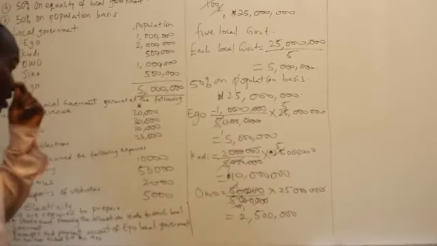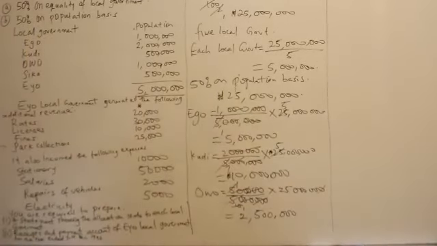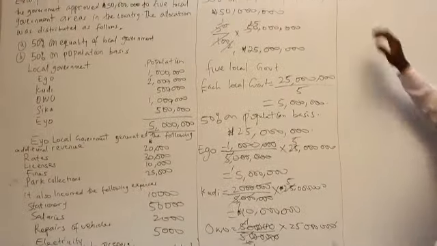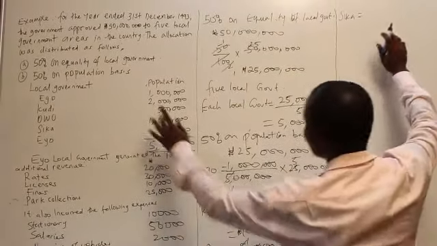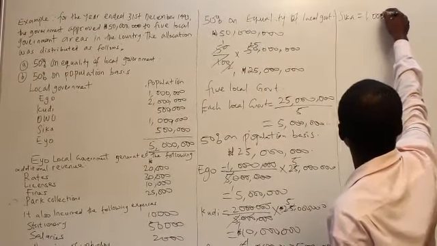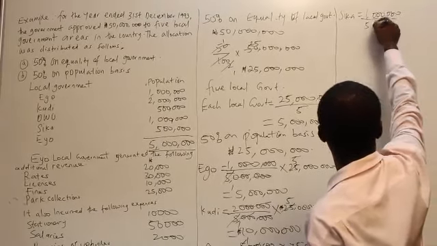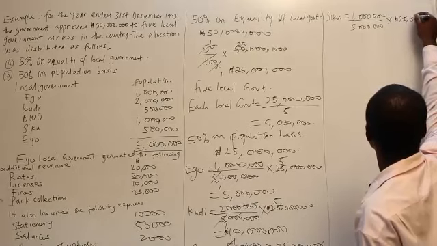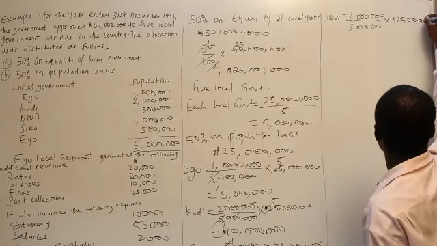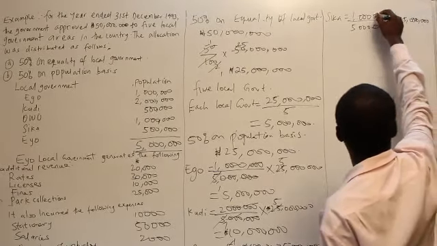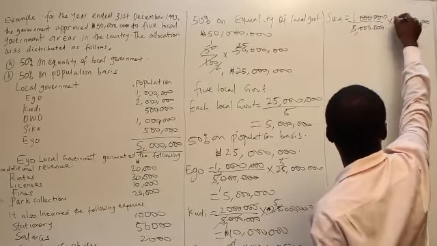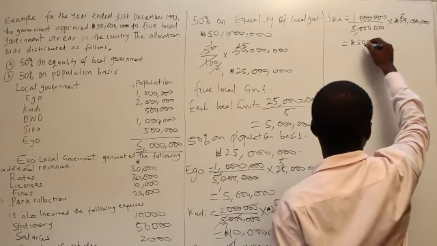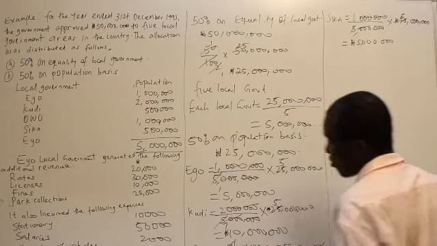So 2.5 million naira to be collected by Kudi local government. Now the next thing is the Zika local government. Its population is 1 million. We have 1 million people over 5 million total population, times 25 million naira to be shared. So Zika will also have 5 million naira as its allocation on population basis.